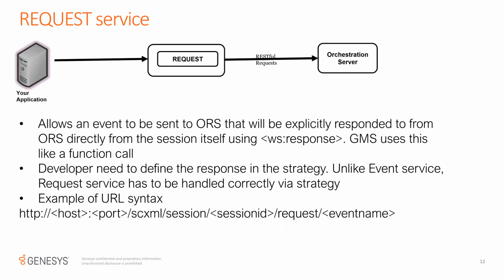So the difference between request and event is that there is a response coming, and a response is expected for this request service. So the URL will have the orchestration host IP, then the HTTP port of ORS, scxml session ID, and the request slash event name. The event name which you have defined for your request to process in your strategy should be given there. And if you have any parameters which you want to send to execute in the request service, you can add them as well.